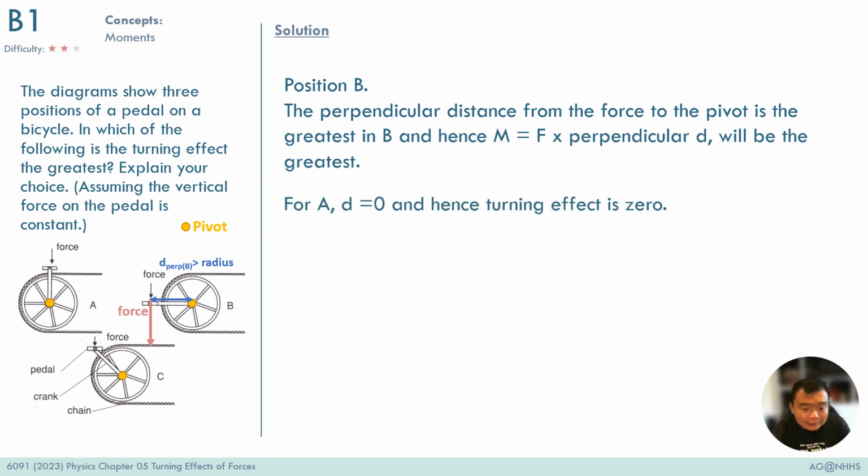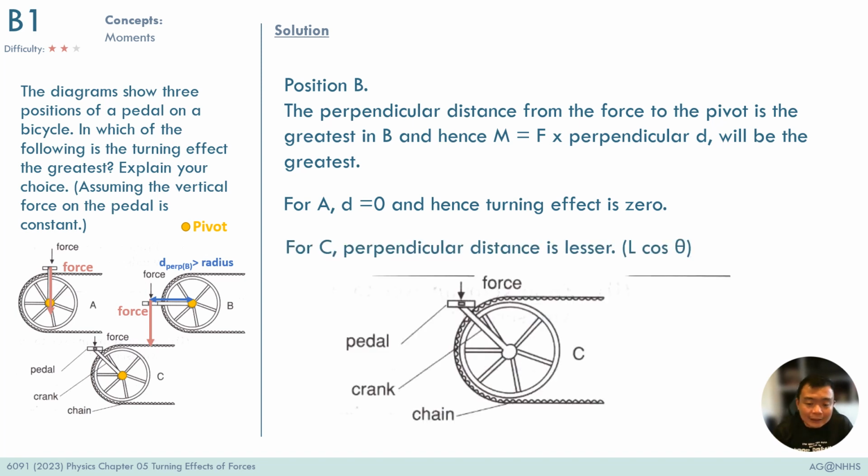Now we can analyze option A, and we noted that the force actually passes right through the pivot. This will give us a zero turning effect or zero moment. And for option C, the perpendicular distance is lesser. So I have marked out for option C the downward force again. And you notice that without calculation, you can already see that this perpendicular distance in blue for option C is smaller than the radius. So with this, without any calculation, you can already determine the answer to this question to be option B.